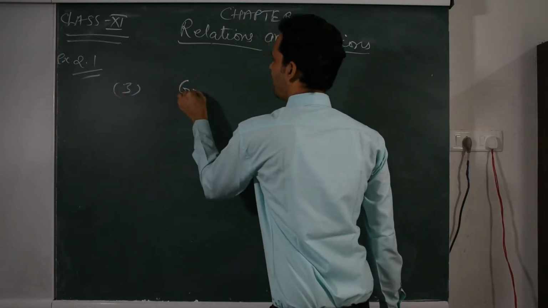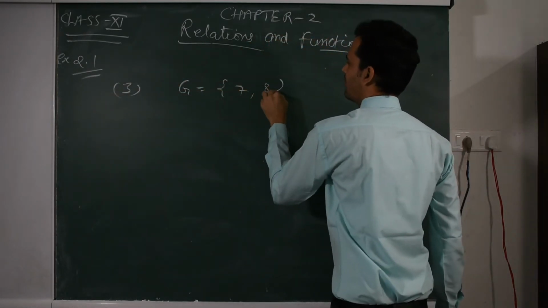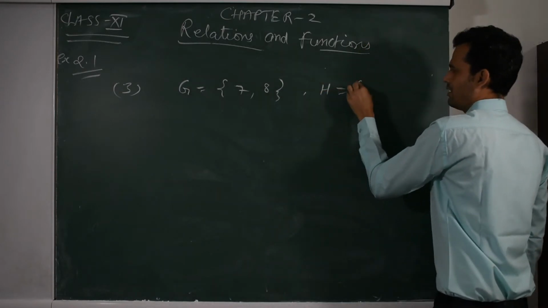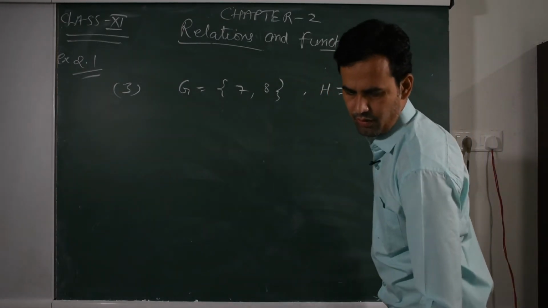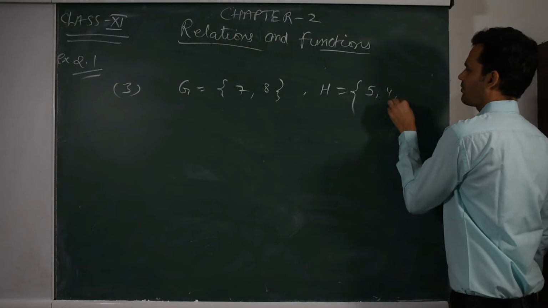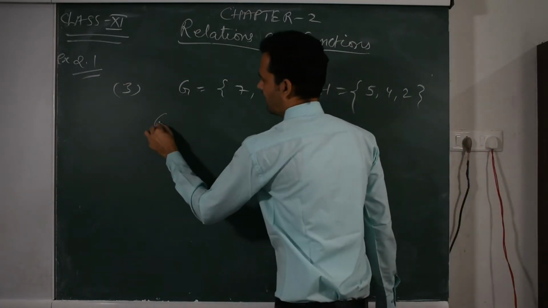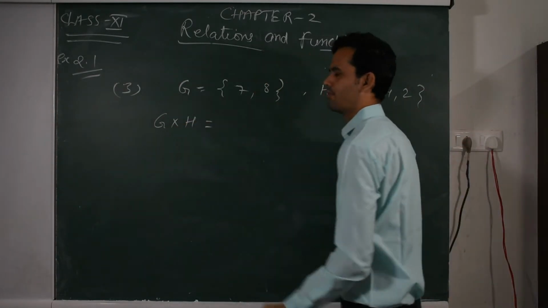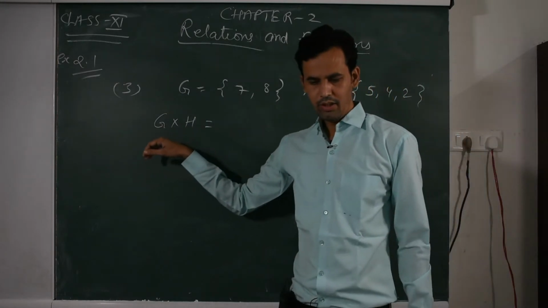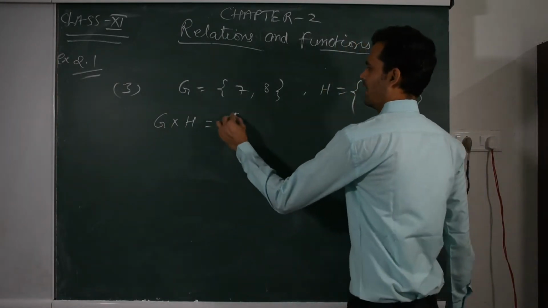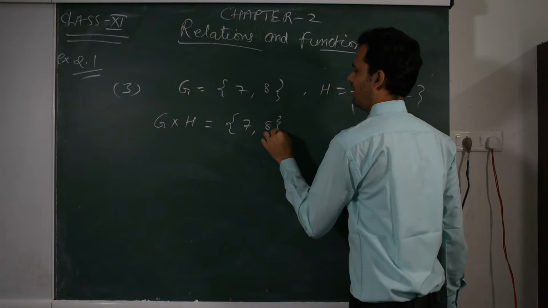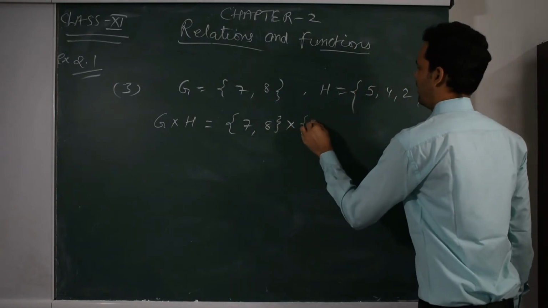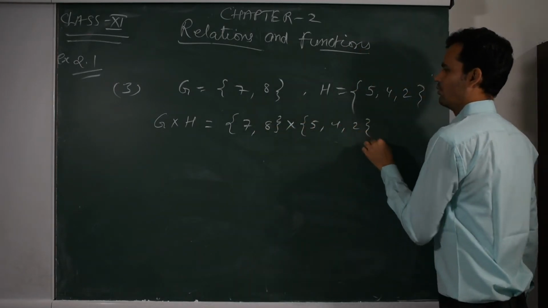There are two sets given: G is given as {7, 8} and H is given as {5, 4, 2}. We have to find the value of G cross H. So first we write the elements of G, 7, 8, cross 5, 4, 2.